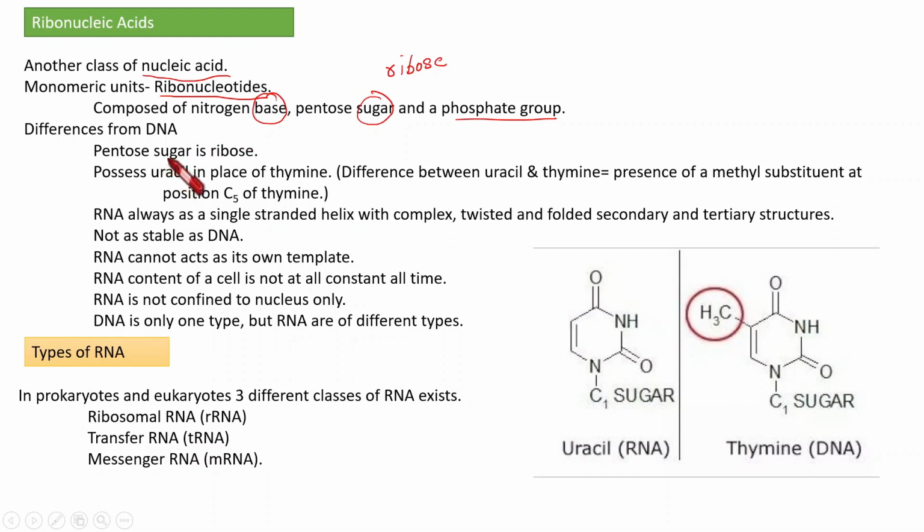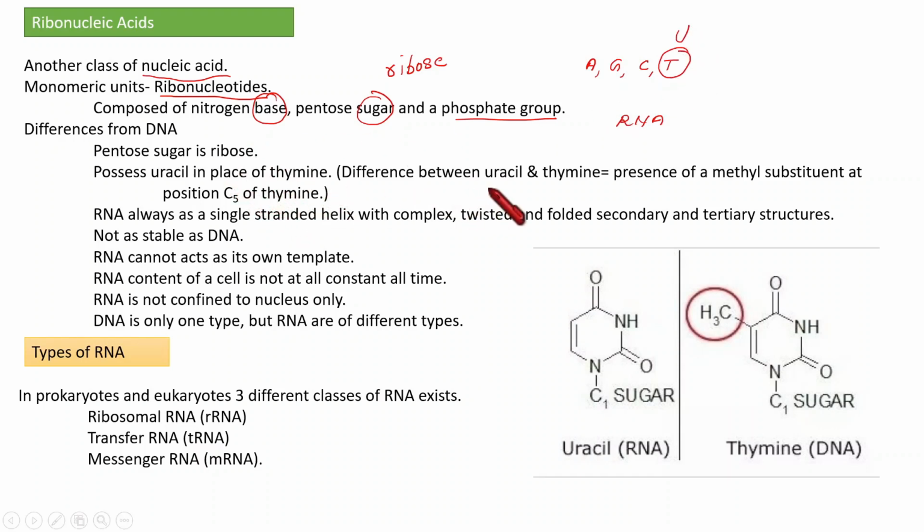The first one is the one that I just mentioned before. That is, in RNA, the pentose sugar is ribose sugar instead of deoxyribose that's present in DNA. That's the first difference. Then second, which are the bases that we can see in DNA? They are adenine, guanine, cytosine, and thymine. But in the case of RNA, instead of thymine, uracil is present. That is the next difference.